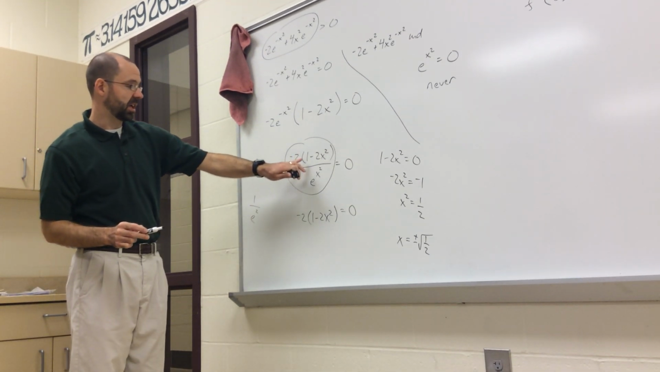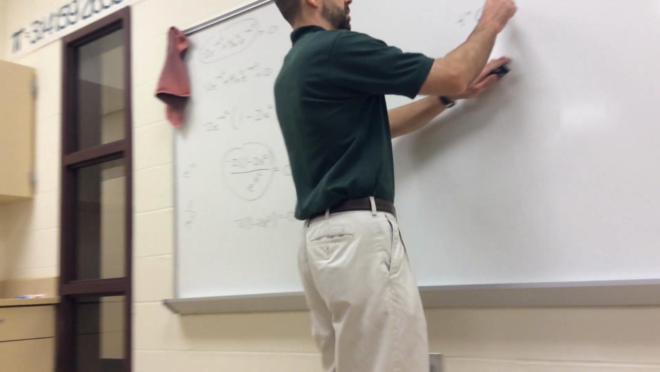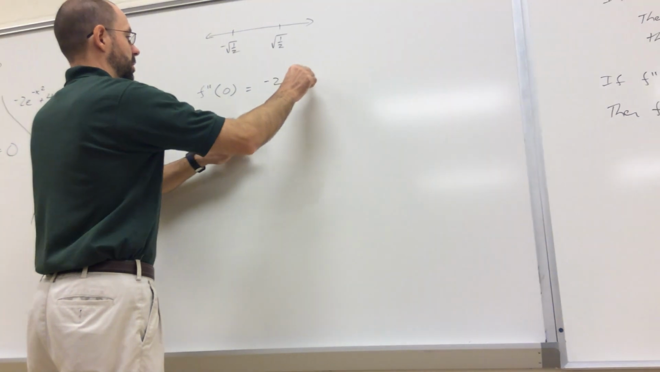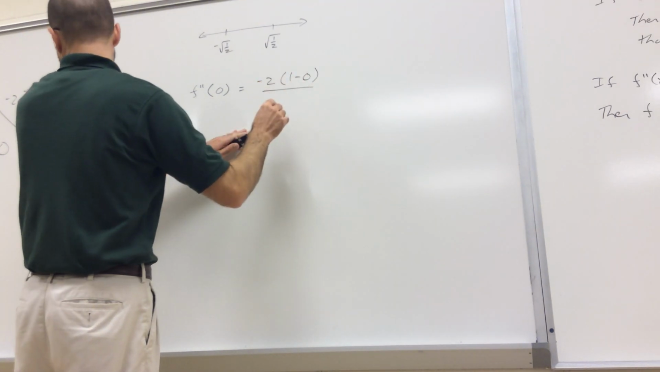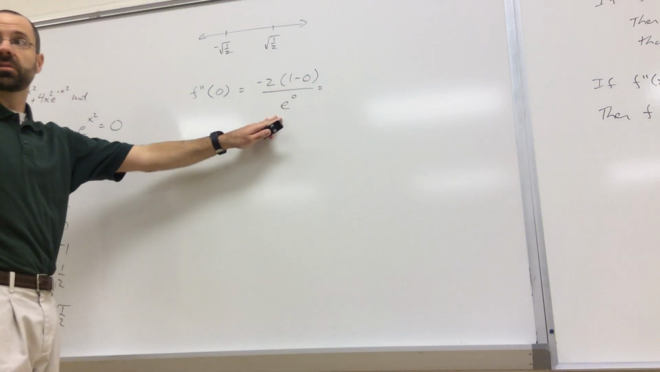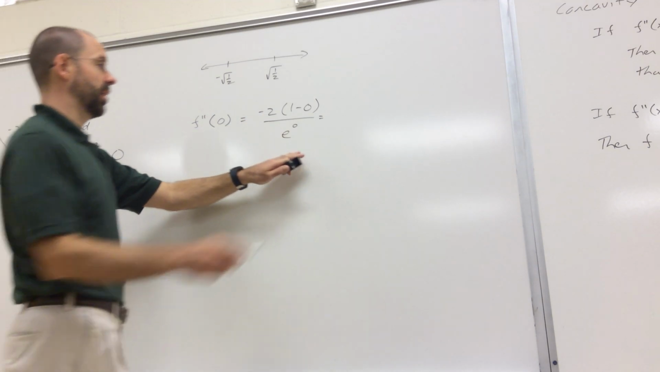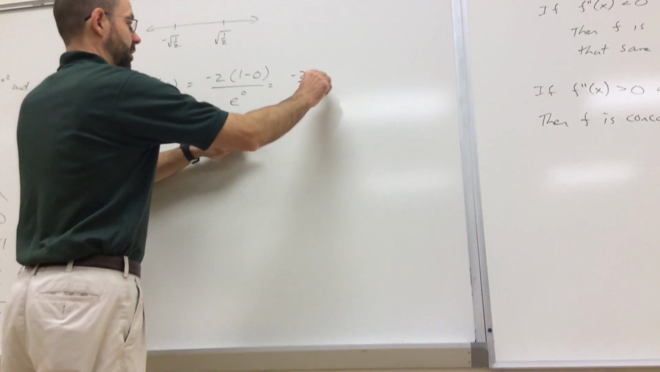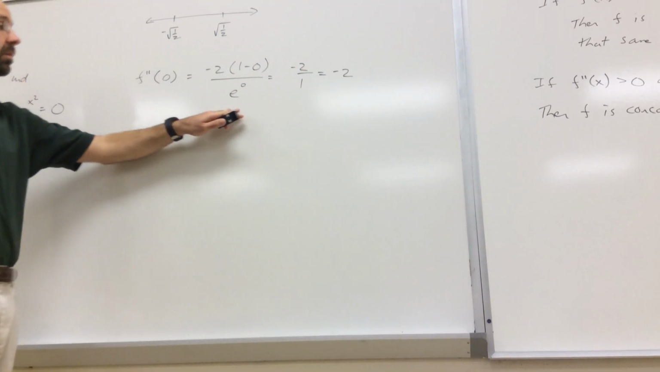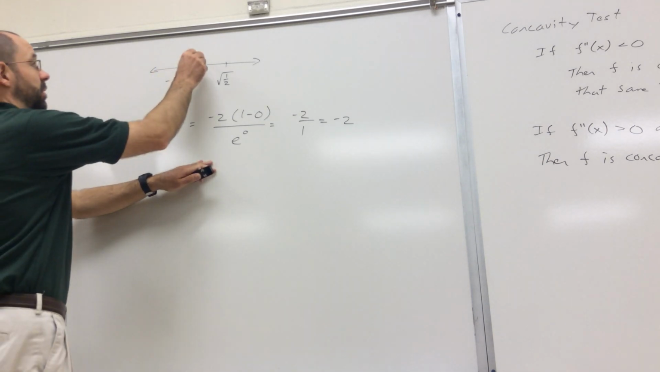So it's negative 2 times 1 minus 0, all over e to the 0, because 0 squared is 0. So that's negative 2 on top over 1, which is negative 2. So that tells us that the second derivative is negative in here.